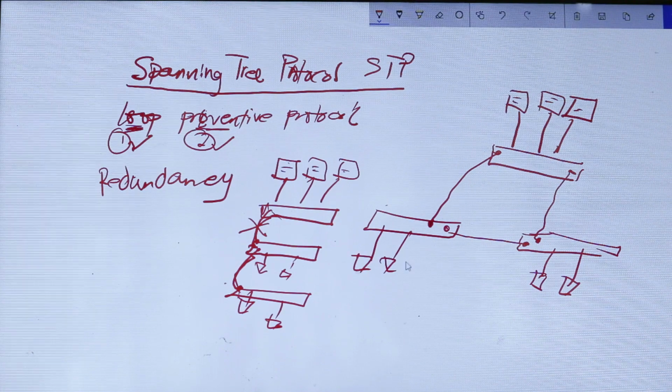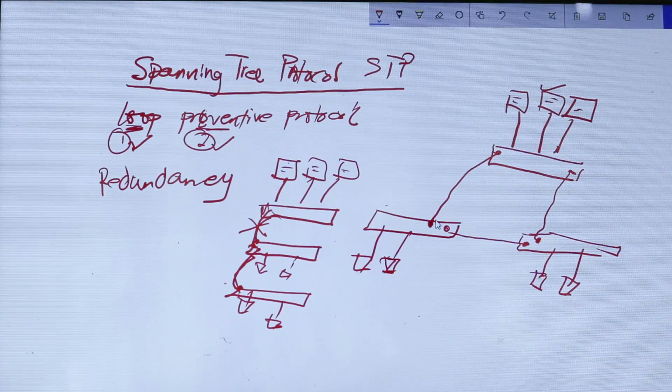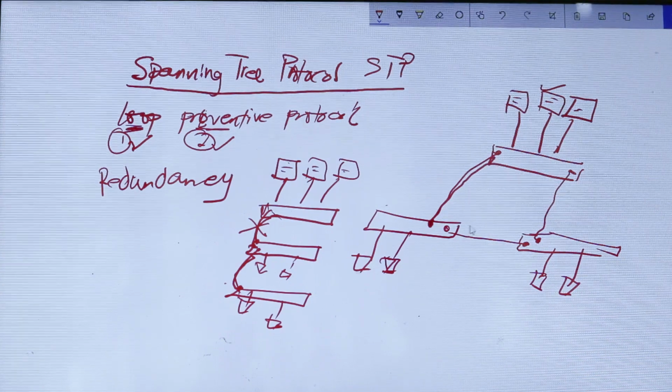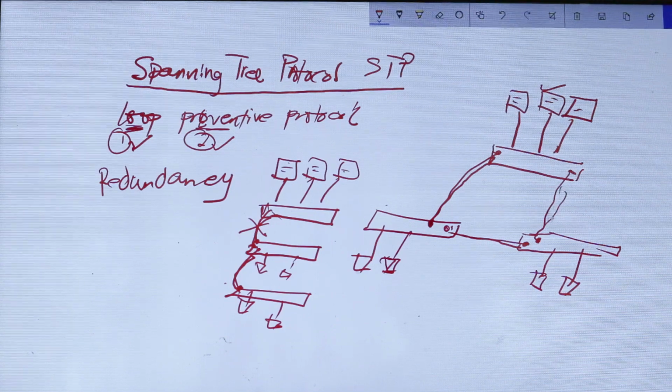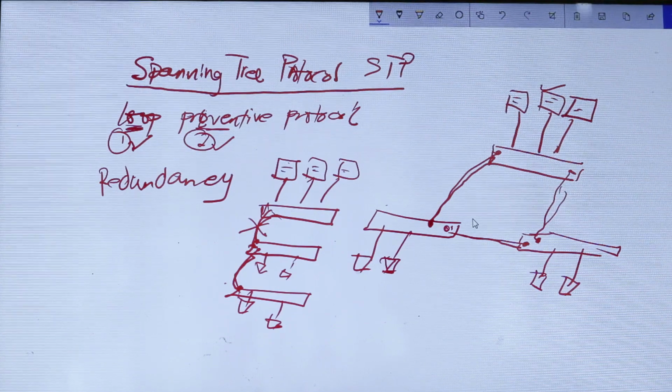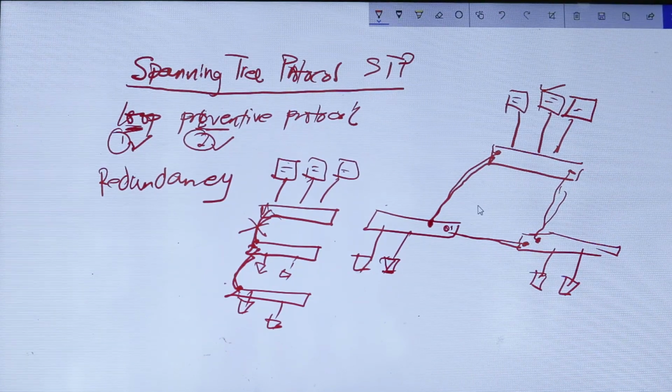Why am I saying so? For these users to communicate with the servers here, they have two paths. They can either go through this path to the data center or through this path to the data center. You see? So this is a good thing. It's recommended. But whenever you create redundancy this way, switching loops are likely to happen.